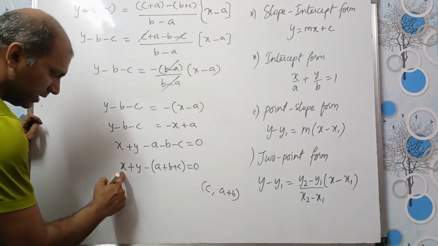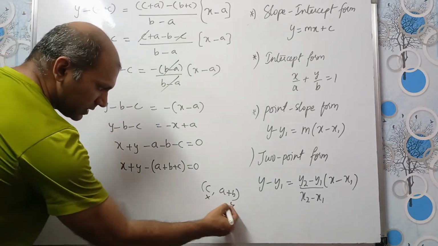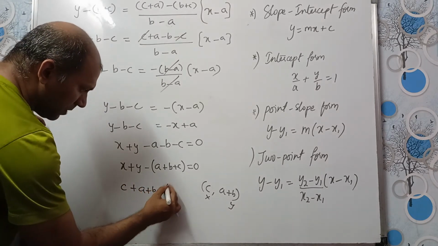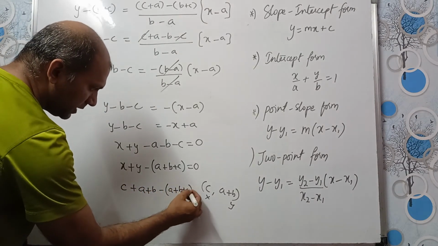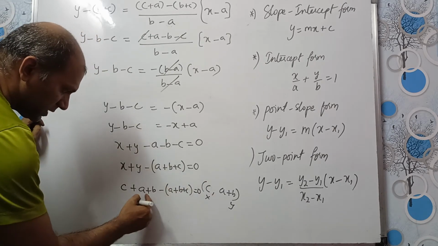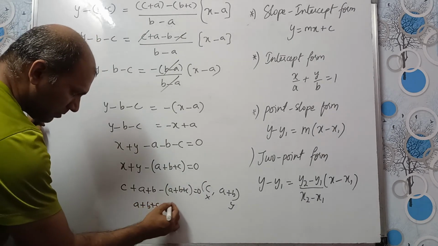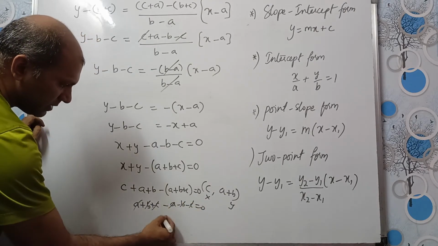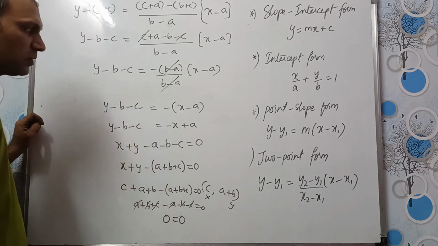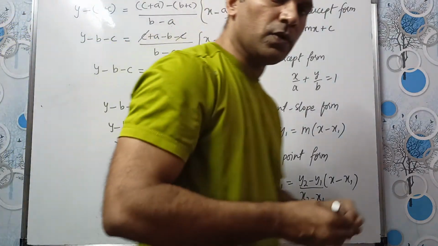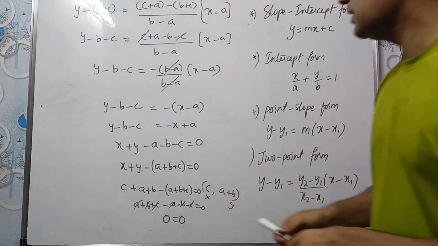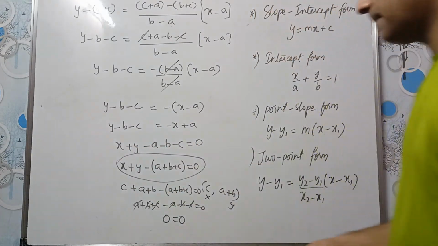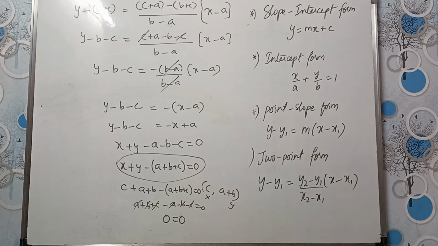Okay, let us check. What is the value of x? This is x, this is y now. So x is c, y is a plus b, minus a plus b plus c is equal to 0. So see, this is a plus b plus c minus a minus b minus c only, right? All three will get cancelled. So we'll have 0 is equal to 0, which means the 3 given points were collinear to each other. And what is the equation? This is the equation. Okay. I hope you understood this problem.